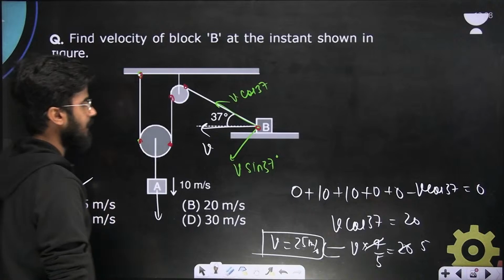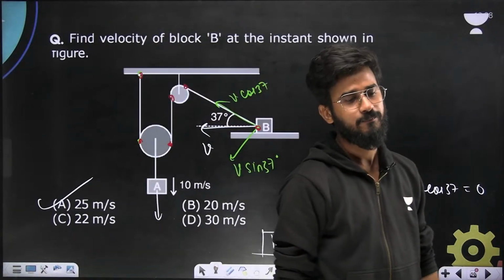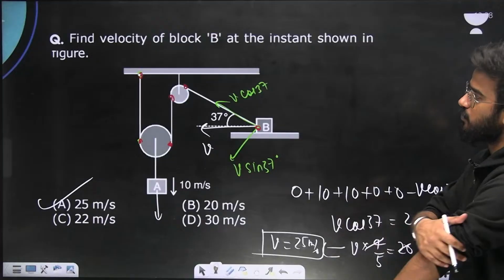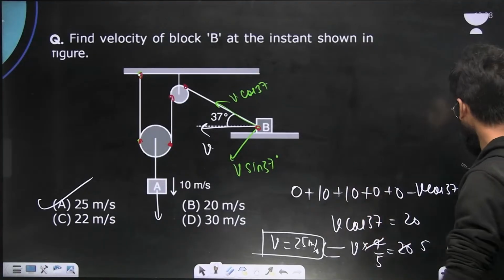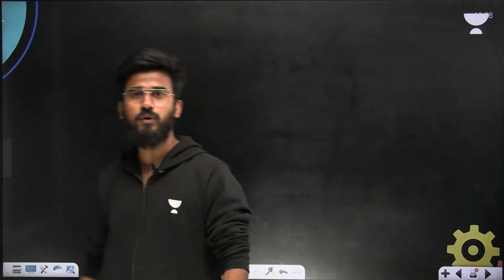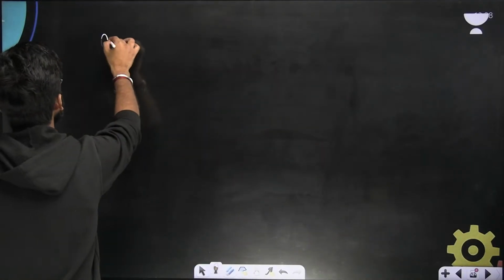Correct answer is A. Got it? Should we move on to the next thing? So this was all about that particular kind of constraint of string. Okay, let me give you another question, so you'll be confident about that.